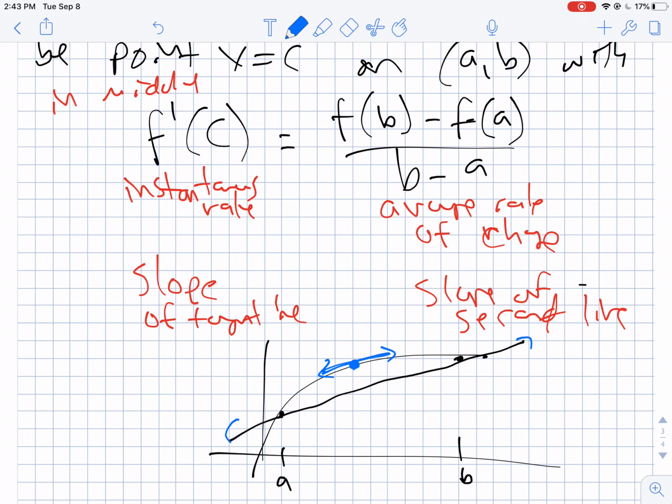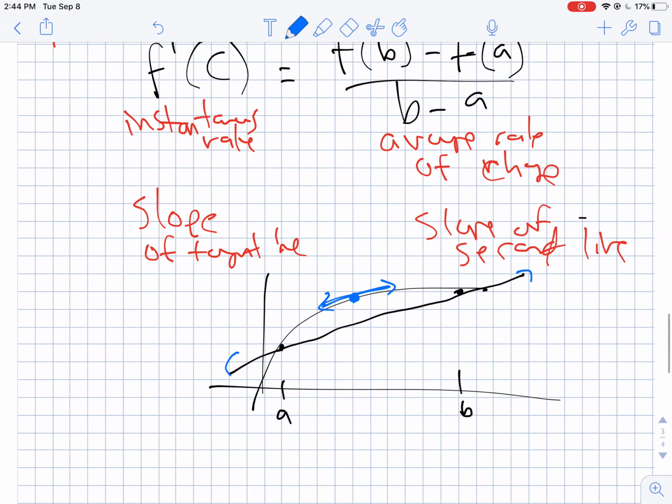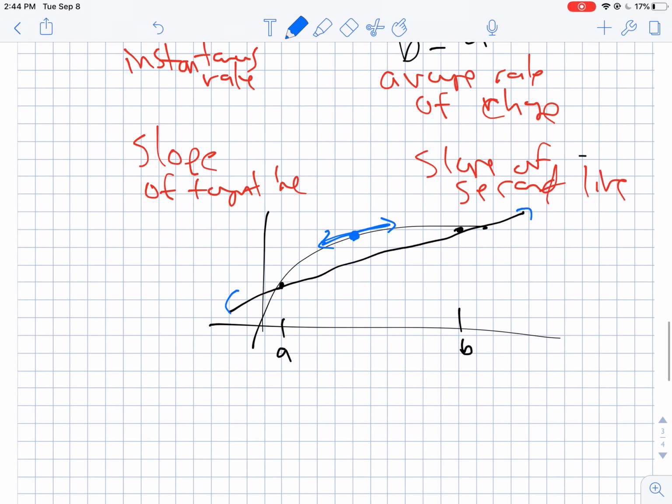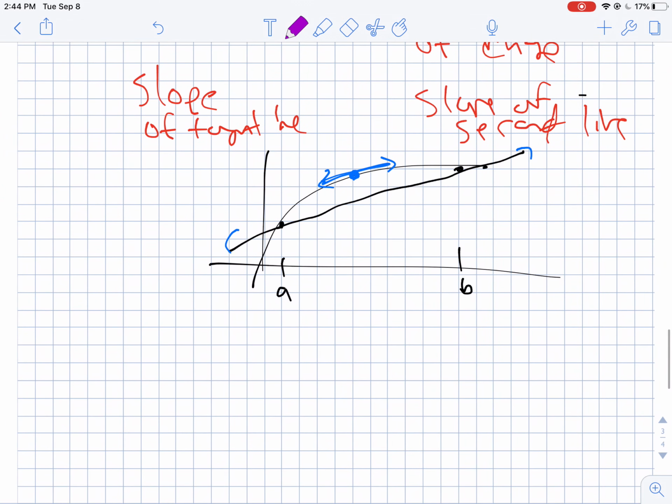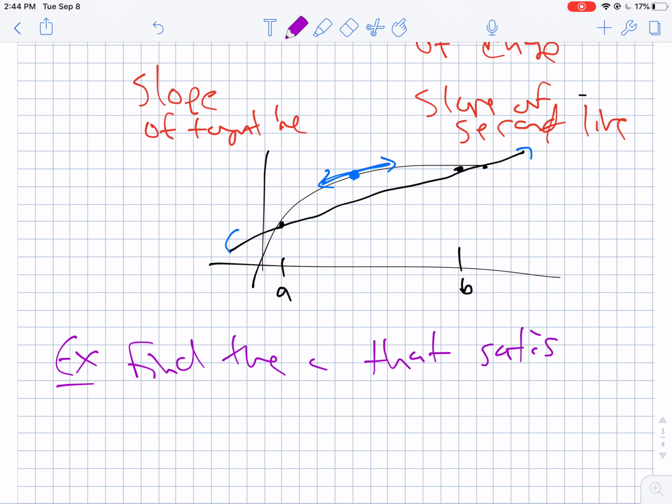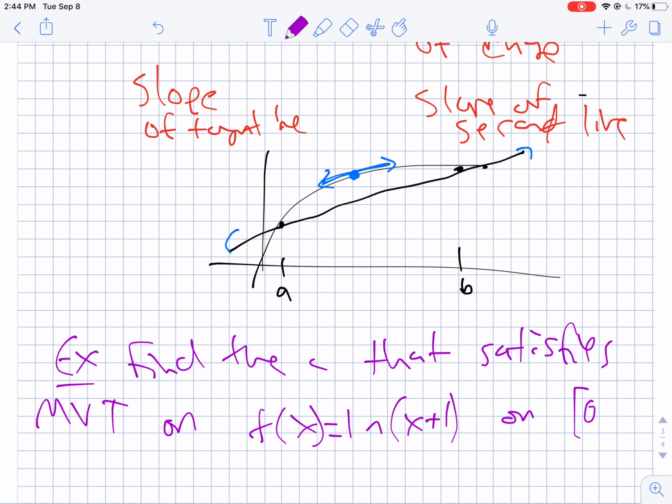Okay, so let's talk about a couple of quick examples here, and then we'll try and build up some intuition for this. Another thing: say you get in your car, you drive 60 miles in 1 hour. There had to be some time where you're going exactly 60 miles an hour. So let's see this. Find the c that satisfies the mean value theorem, which I'm going to abbreviate as MVT, on f of x equals ln of x plus 1, on the interval from 0 to 3.